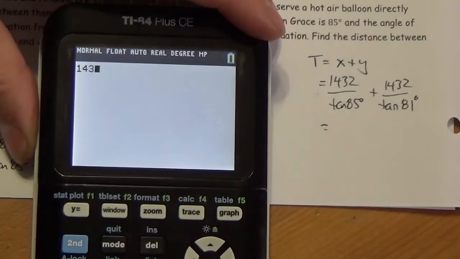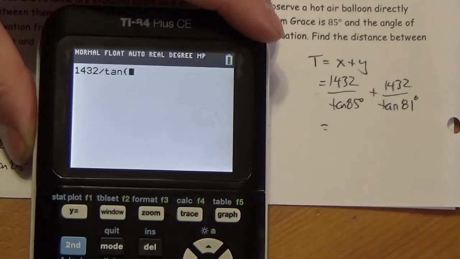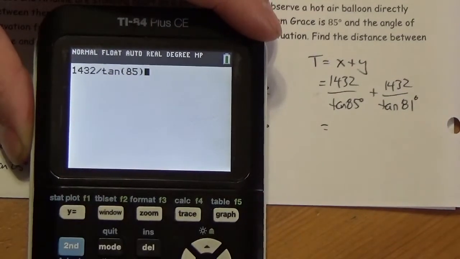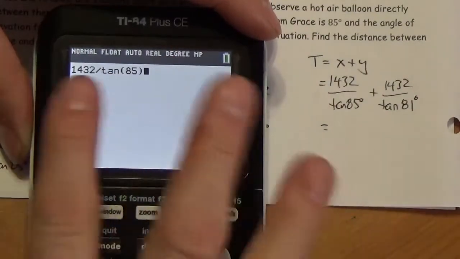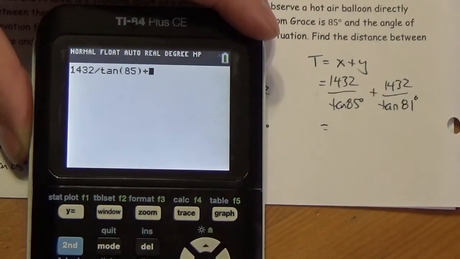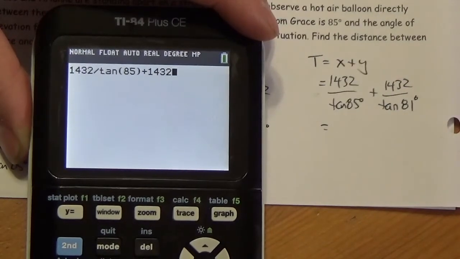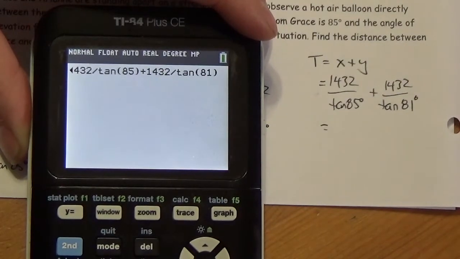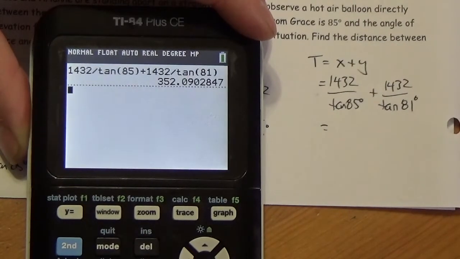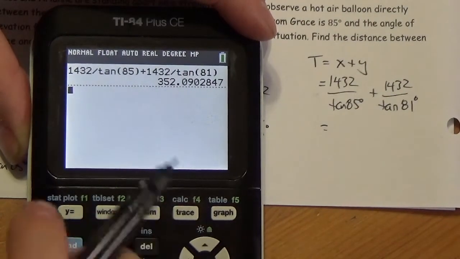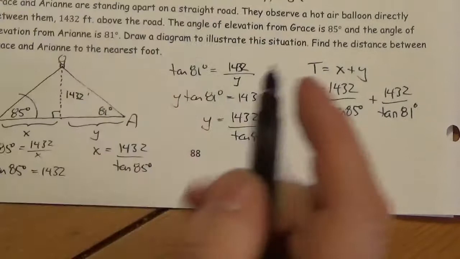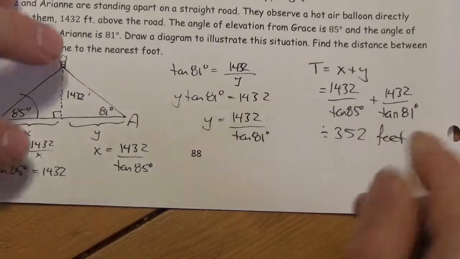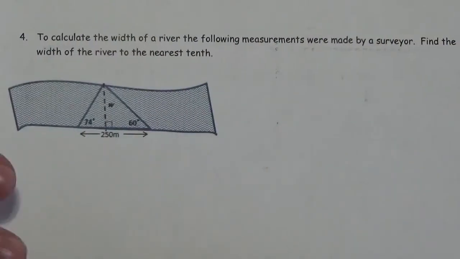So 1432 divided by the tangent of 85, and now notice, when I press tangent, it opens up a set of parentheses. I want to close those so that the calculator knows that that's the angle, done. Then I'm going to add to that 1432 divided by the tangent of 81, and again I'm going to close that off here. And that should be it. When I press enter, that should be the distance between them. And we wanted the answer to the nearest foot, and there it is: approximately 352 feet. All right, let's take a look at this next question.